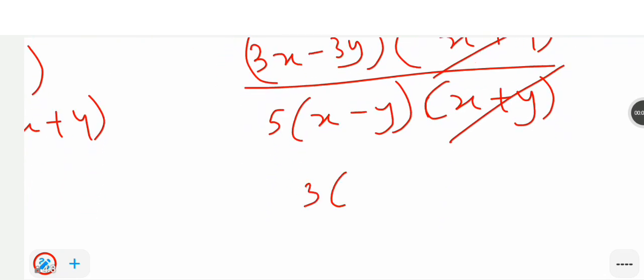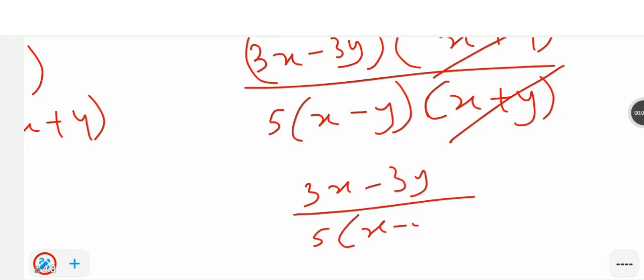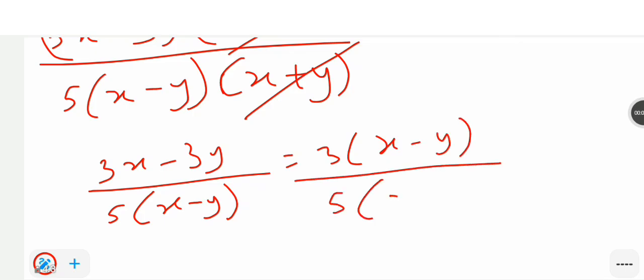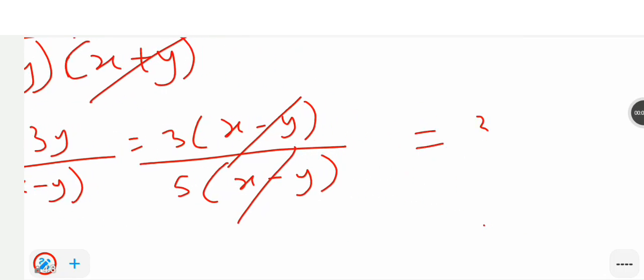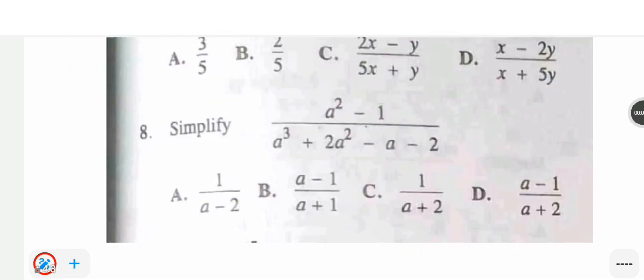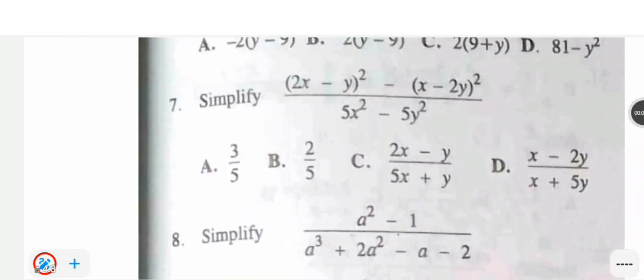So you have 3x minus 3y, 5 into x minus y. To factorize the top, 3 is common. So this will cancel out because they are the same. The final answer will be 3 over 5. So check that in the option. So that's option A.